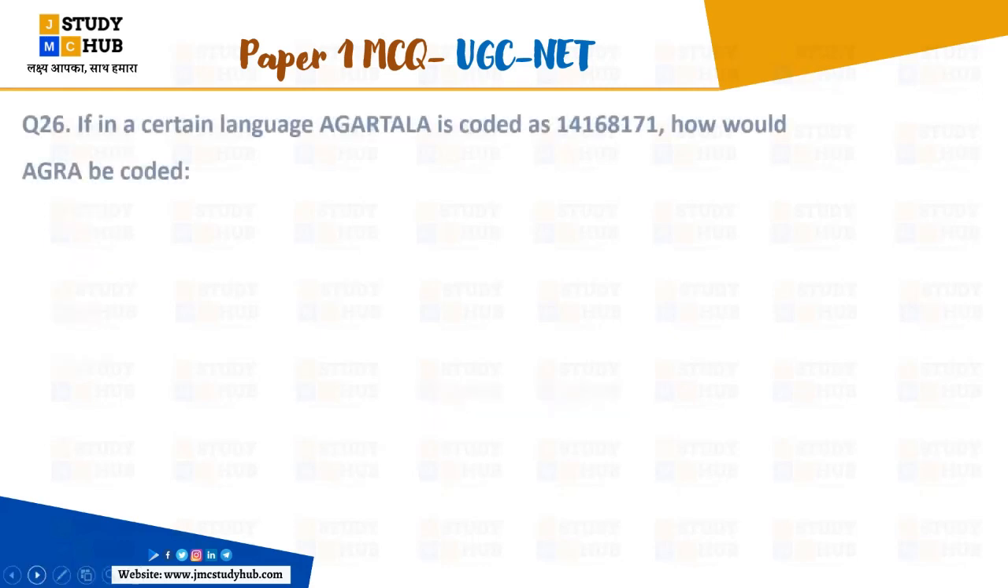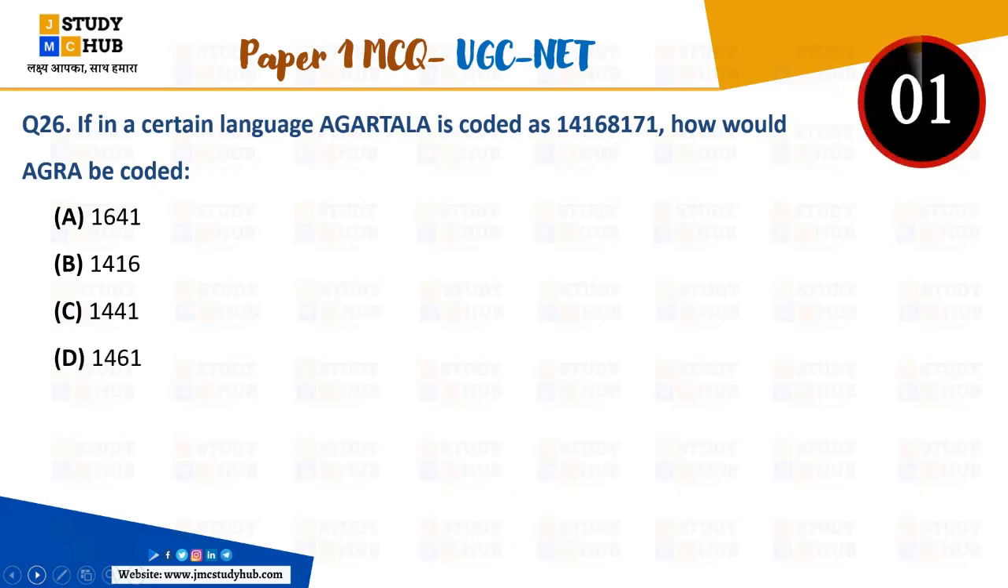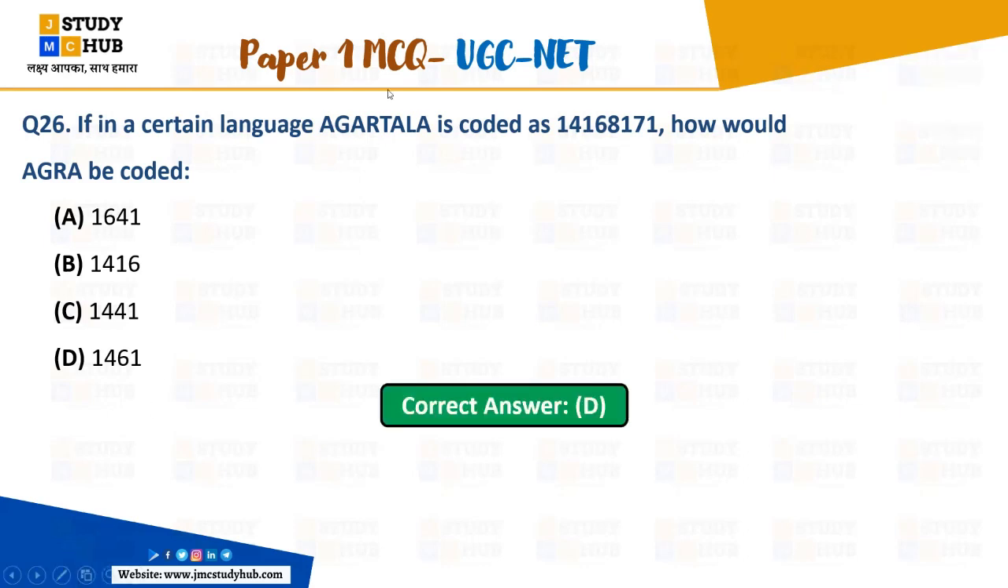Chaliye, next question: in a certain language, Agartala is coded as 14168171. How would Agra be coded? Everybody, this would be the last question, I think, because this is reasoning and it will take time to make you understand. Please answer quickly, without wasting time. You can directly look at the code, what digit and alphabet it is coded with. So that is 1, it is A. Yes. So that is D. Everybody has given the right answer. There is no need for explanations. It is a very easy question.